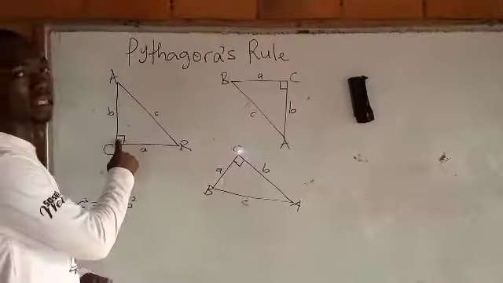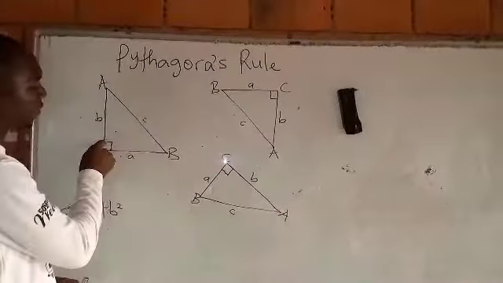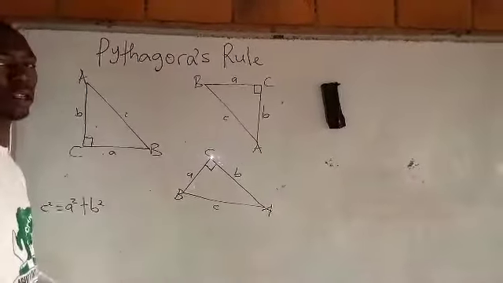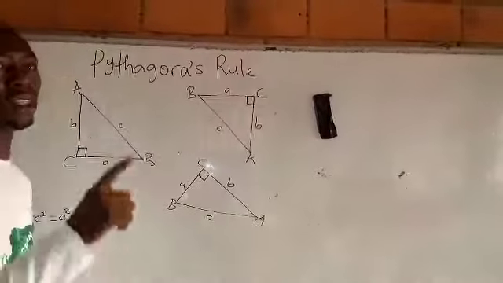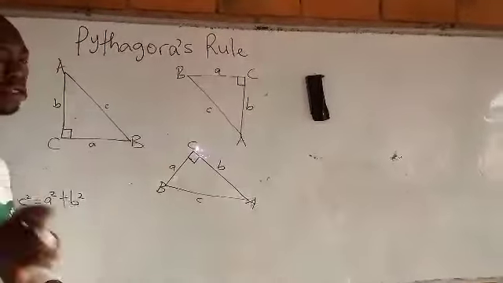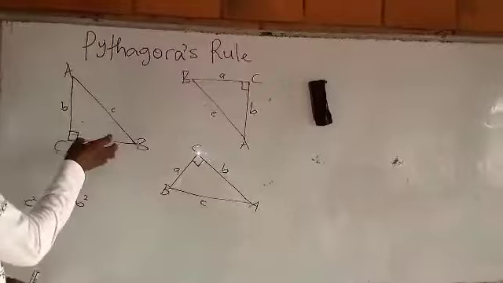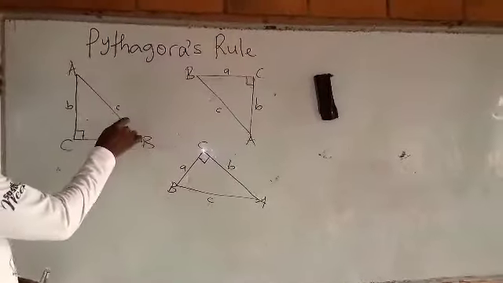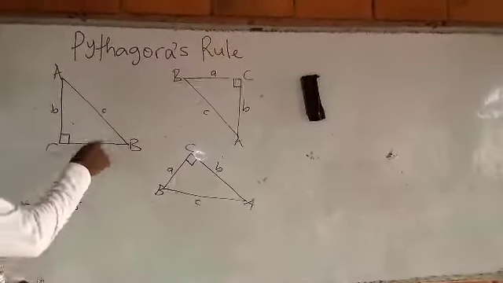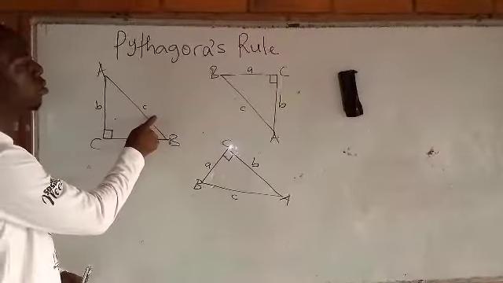Wherever your angle 90 is, the side that faces angle 90 is your hypotenuse. And it is always the longest side in a right angle triangle. If you look at this triangle now, this side is longer than these two. So this is our hypotenuse.